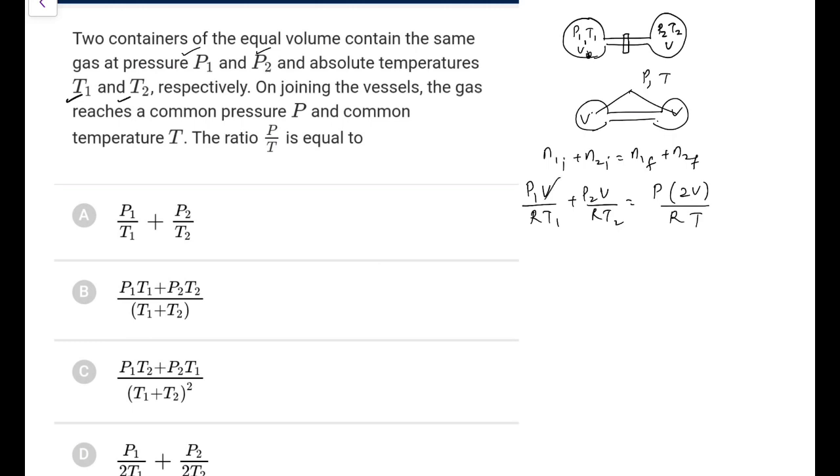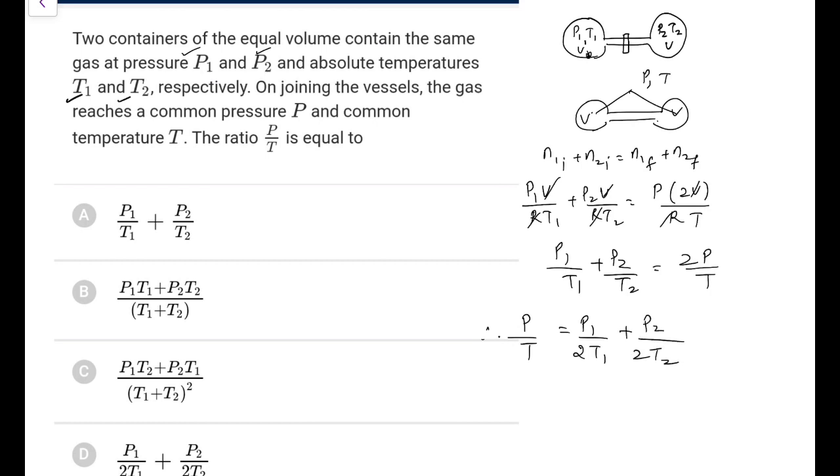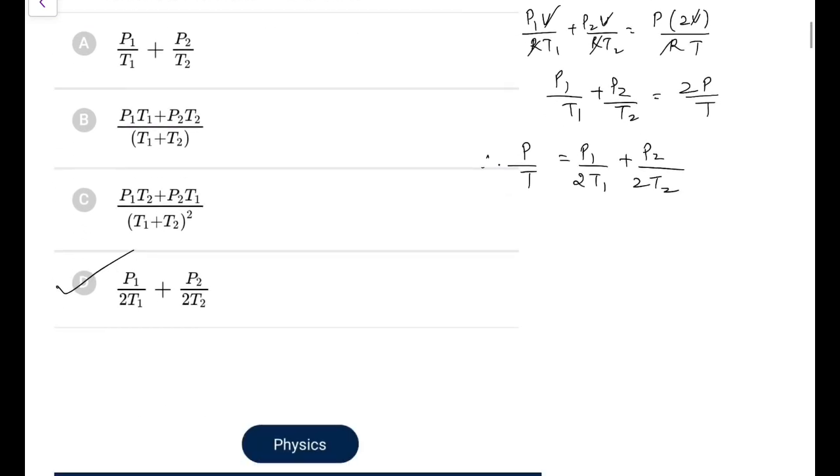So V and R I can take out. P1 by T1 plus P2 by T2 is equal to 2P by T. The ratio you need is P by T, so very easily you can write it as P1 by 2T1 plus P2 by 2T2. Look at the options to see which option is satisfying. I think D is the appropriate, right one.